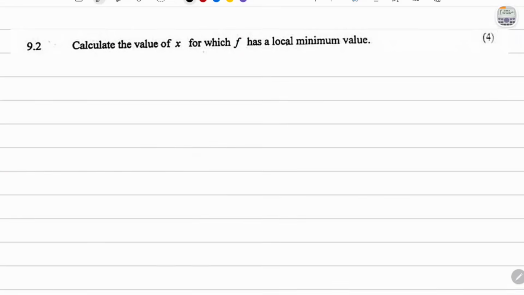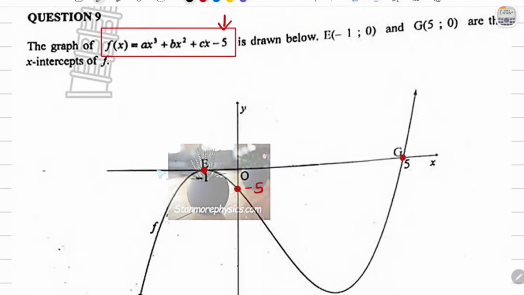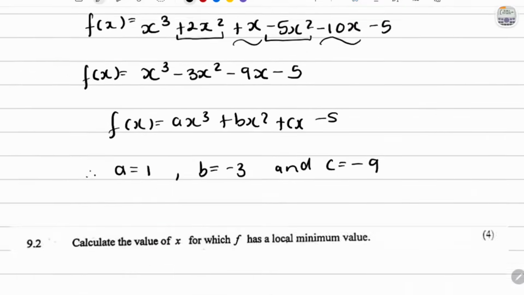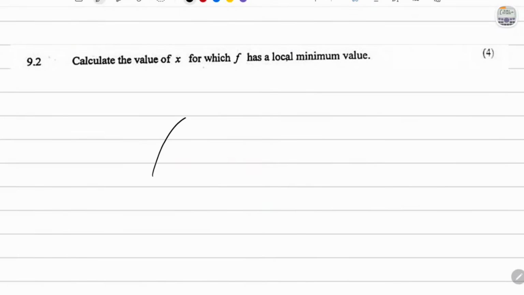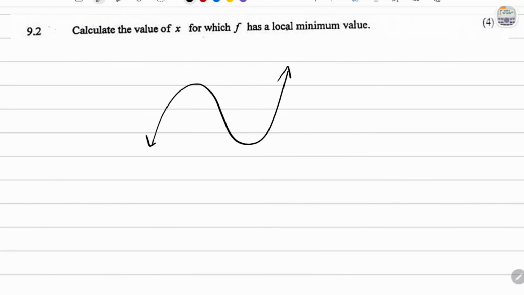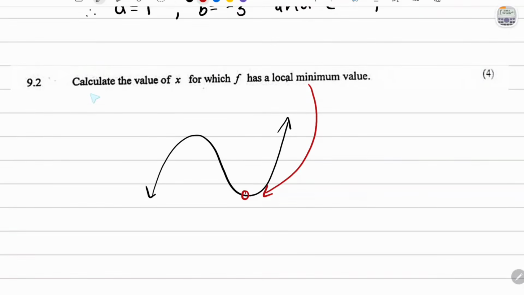Okay, so you have to think about the way f looks. F is that kind of graph. It's a cubic function with a positive a value. So that's what we have there. The local minimum would just be the lowest turning point. So that's your local minimum. So you see what they're actually asking you for: calculate the value of x for which f has a local minimum. You just have to find the x value of your local minimum, of that turning point.